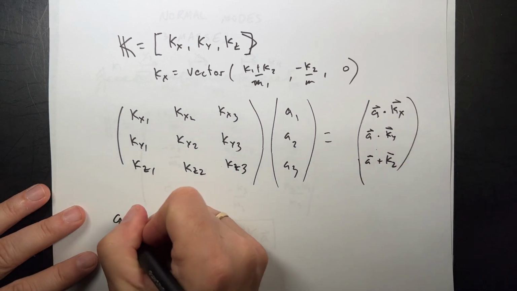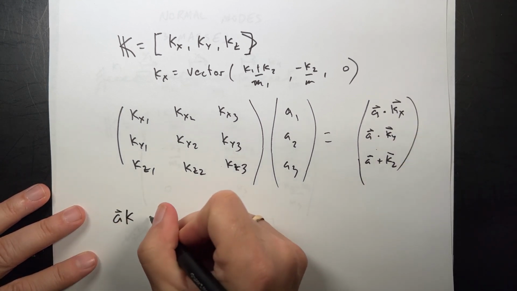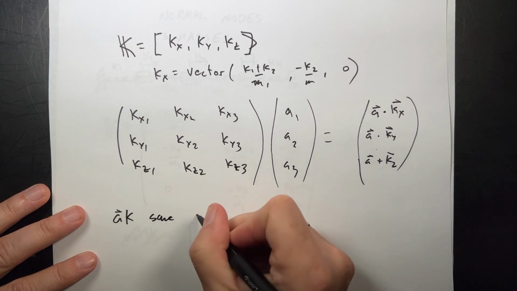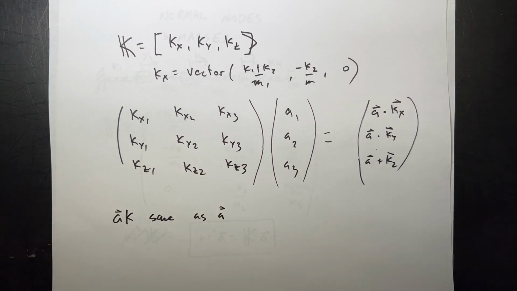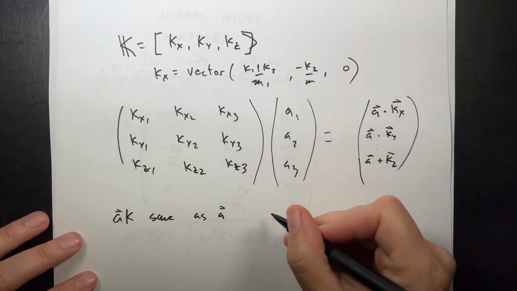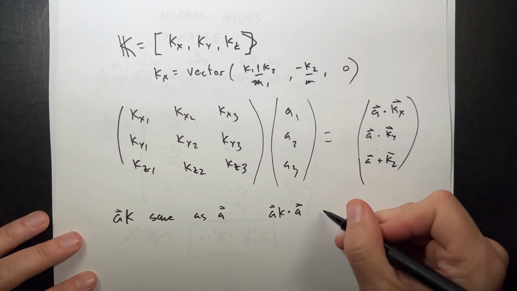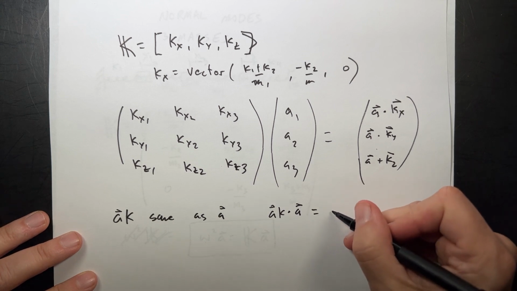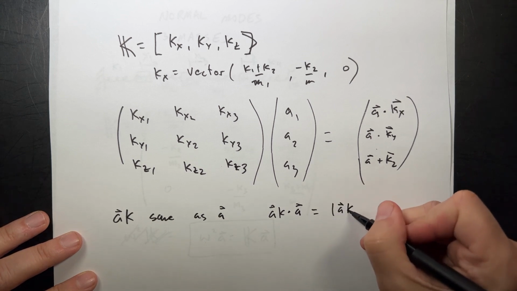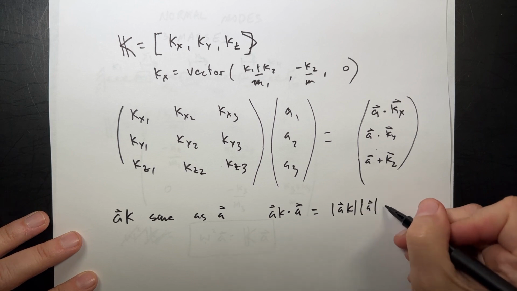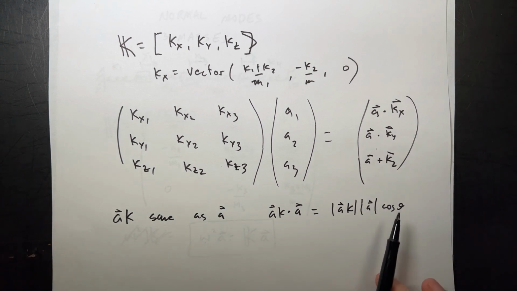So is AK in the same direction as A? It doesn't have to have the same magnitude. Well, one thing you could do is do the dot product AK dot A, and that's going to be equal to the magnitude of AK times the magnitude of A times the cosine of the angle between them, and then find the angle.